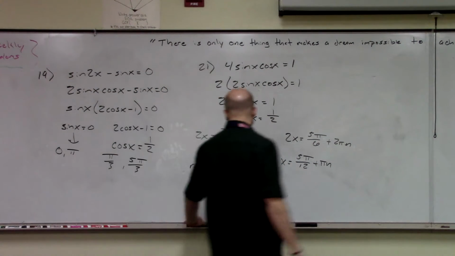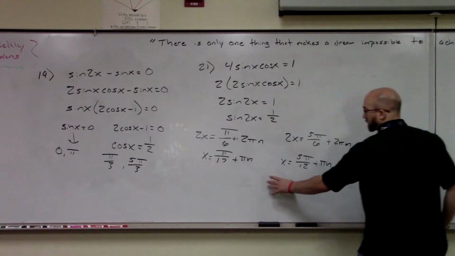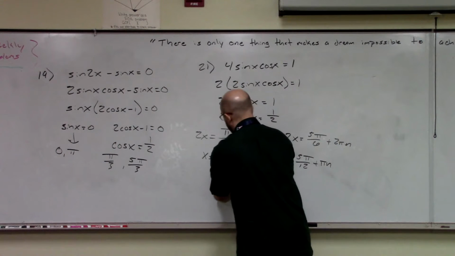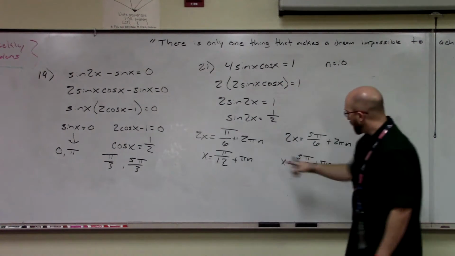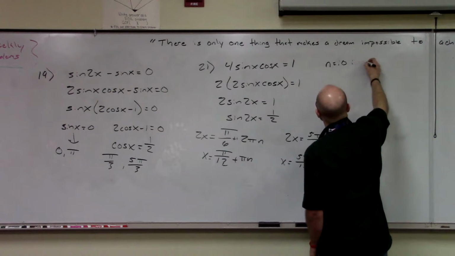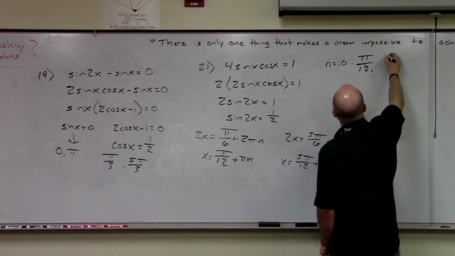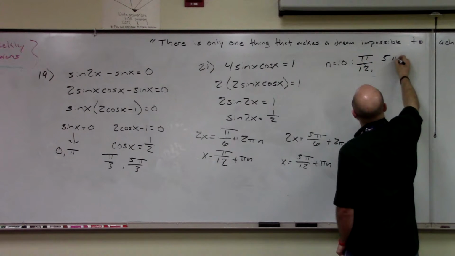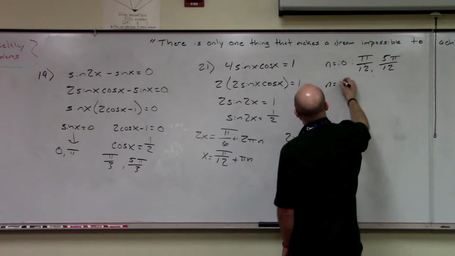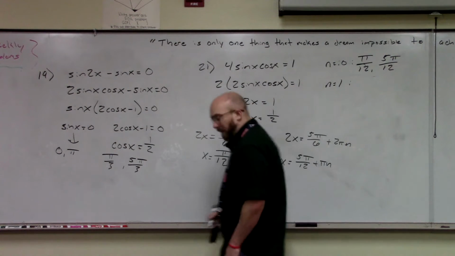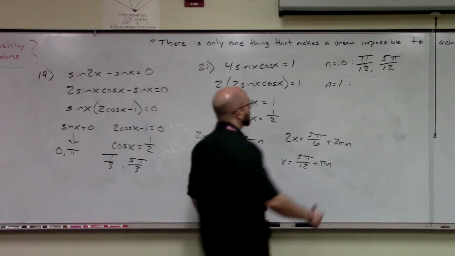Okay? Actually, I'll just come up here. So we take these two equations. When n equals 0, that is, we plug 0 in, our only two solutions are pi over 12 and 5 pi over 12. Now when n equals 1, plug n equals 1 in, so we get pi over 12 plus pi, which is just 13 pi over 12.